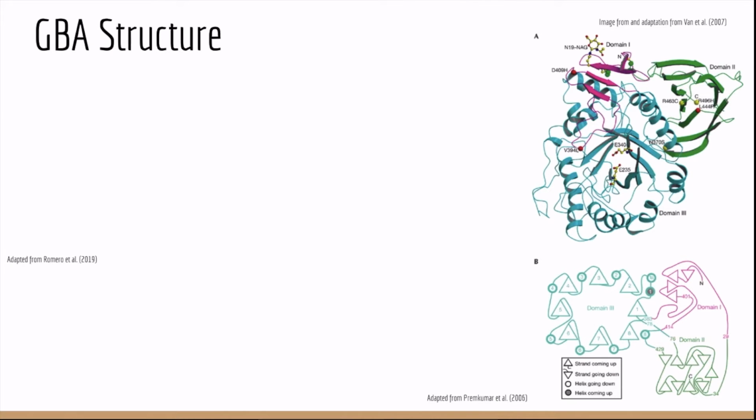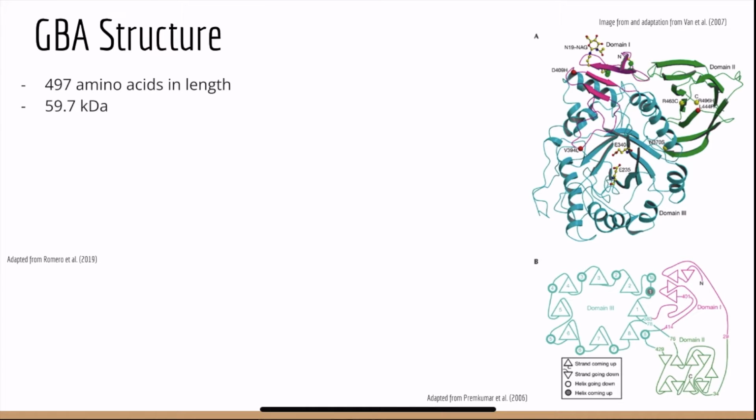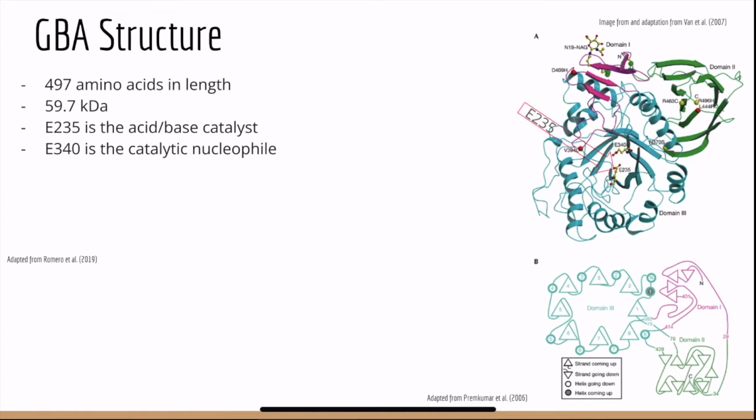Generally, glucocerebrosidase is a 497 amino acid protein, and it is 59.7 kilodaltons in weight. The 2 most important residues for the catalytic function of this enzyme are E235, which is an acid-base catalyst, and the E340 residue, which is a catalytic nucleophile.